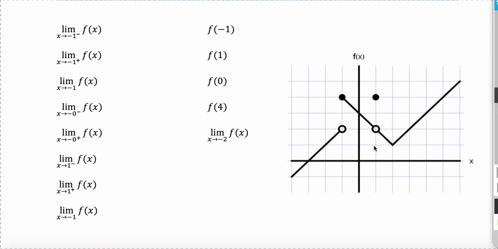What I want you to do is pause and take some time to answer each of these, evaluating each of these limits or function statements based off of the graph of f of x there. Go ahead and pause the video and give that a shot.